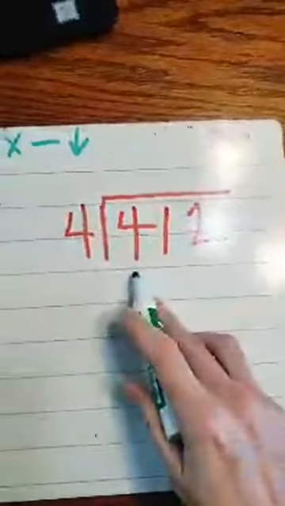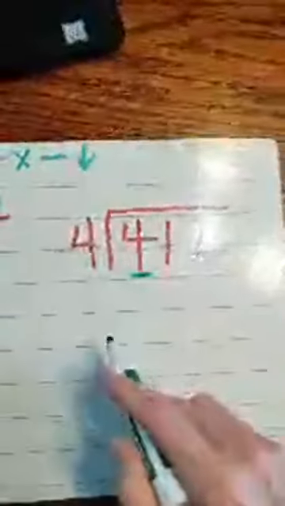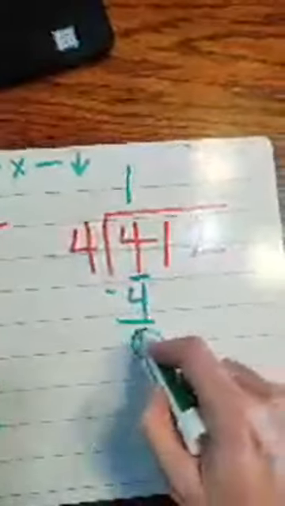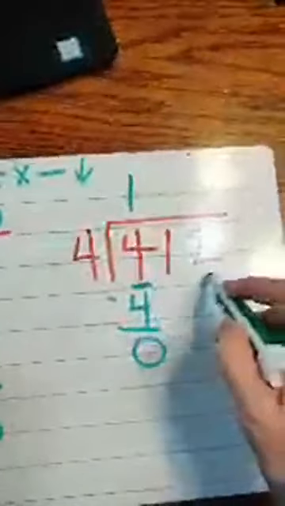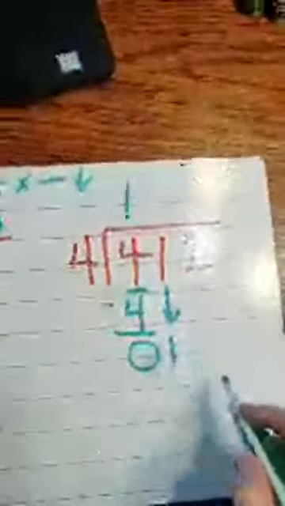412 divided by 4. Okay, so again, I'm going to look at that first place. Does 4 go into 4? Yes, it does. It goes in 1 time. 4 times 1. Subtract, I get 0. I'm not done because I still have numbers over here. So I bring the next number down. 1. Now I'm ready to ask myself, does 4 go into 1?